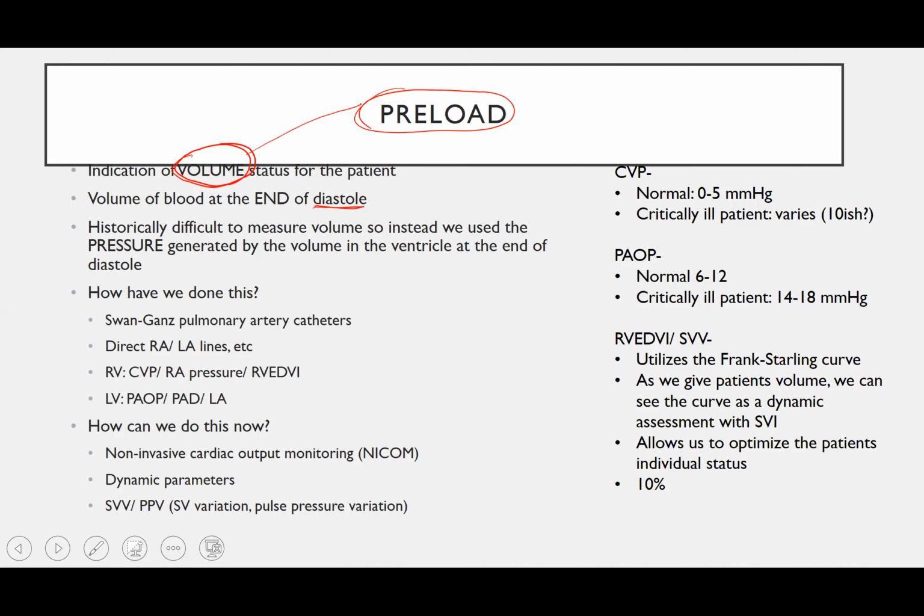So historically, we have had a little bit of a difficult time measuring this volume, and we still kind of have a little bit of a difficult time measuring this volume, especially depending on where you're working. You may or may not have access or training with certain pieces of equipment to kind of help determine this. But historically, what we have used to measure this is a lot of times a CVP. And a CVP is a central venous pressure. So how does this work?